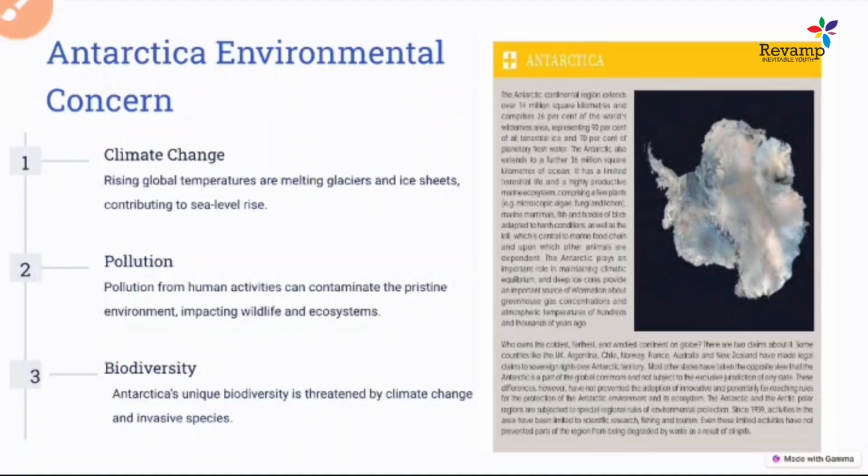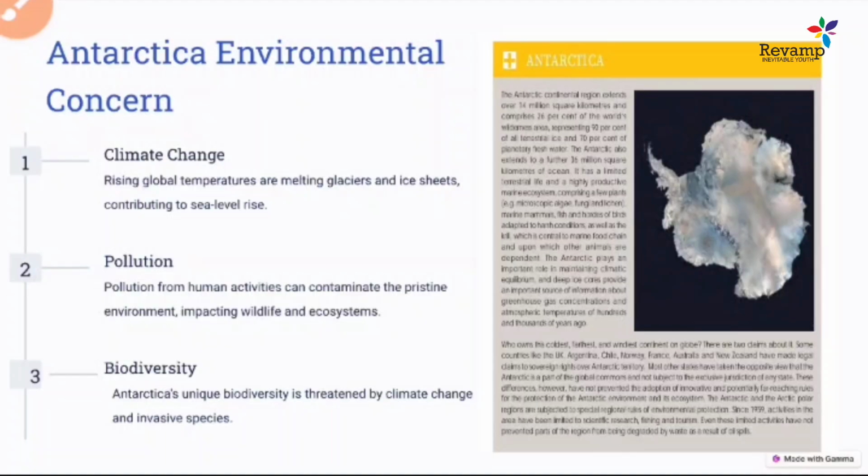So these are the issues. Pollution issue I also already told you, and biodiversity, because it has a unique biodiversity. But this invasive species, I hope you know what is an invasive species. An invasive species is a species that does not belong to that native place, and with the coming of these invasive species, they try to replace the native species. So that's how these invasive species can change the flora and fauna of any state or any region. So these are the common environmental concerns in Antarctica.